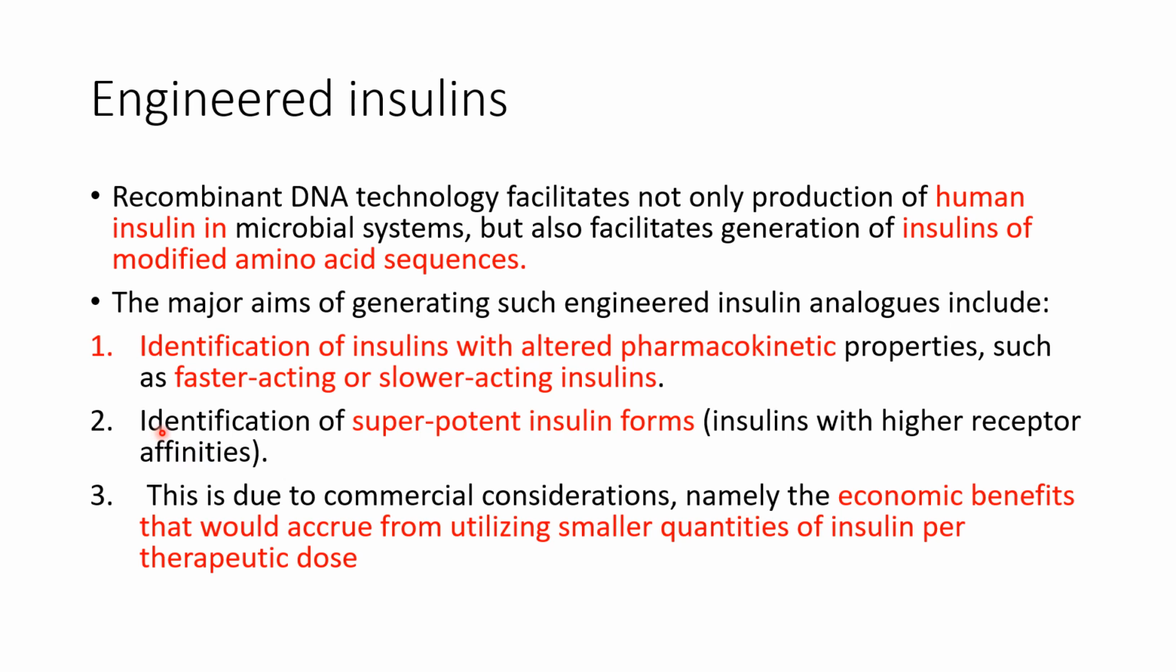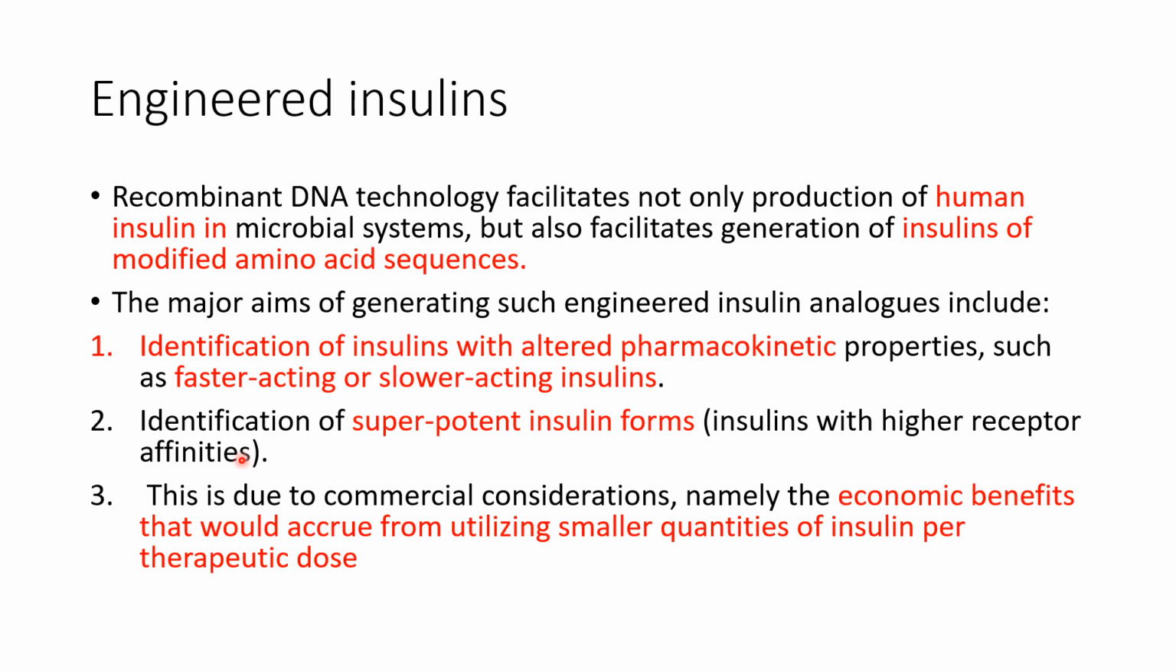And then number two, identification of superpotent insulin forms, for example, insulins with higher receptor affinities. It's possible to engineer insulin. They give a platform where superpotent insulins can be manufactured.